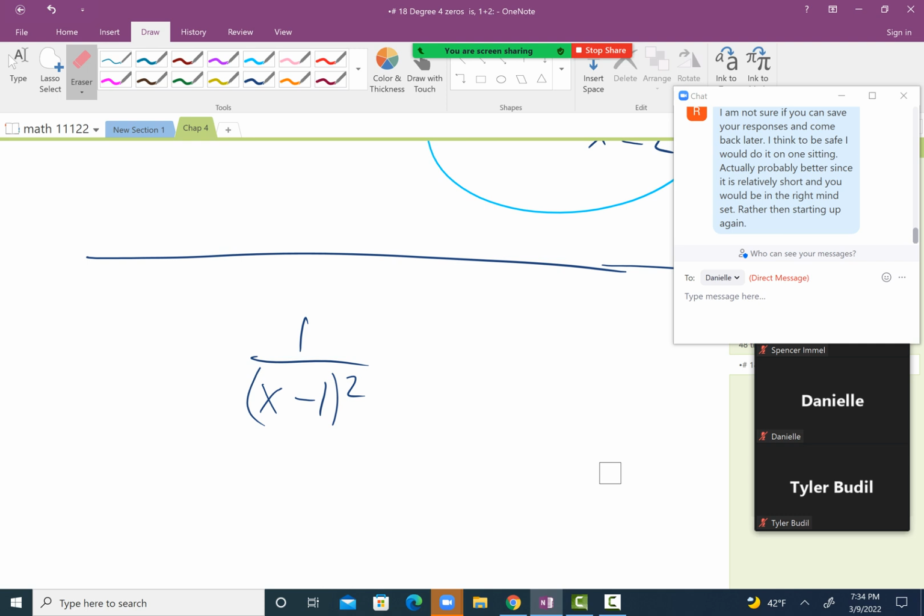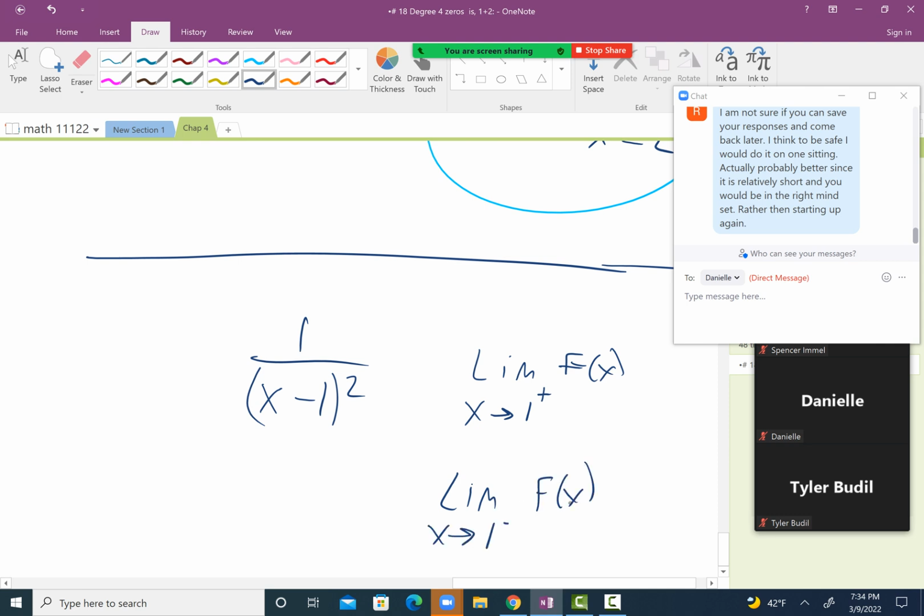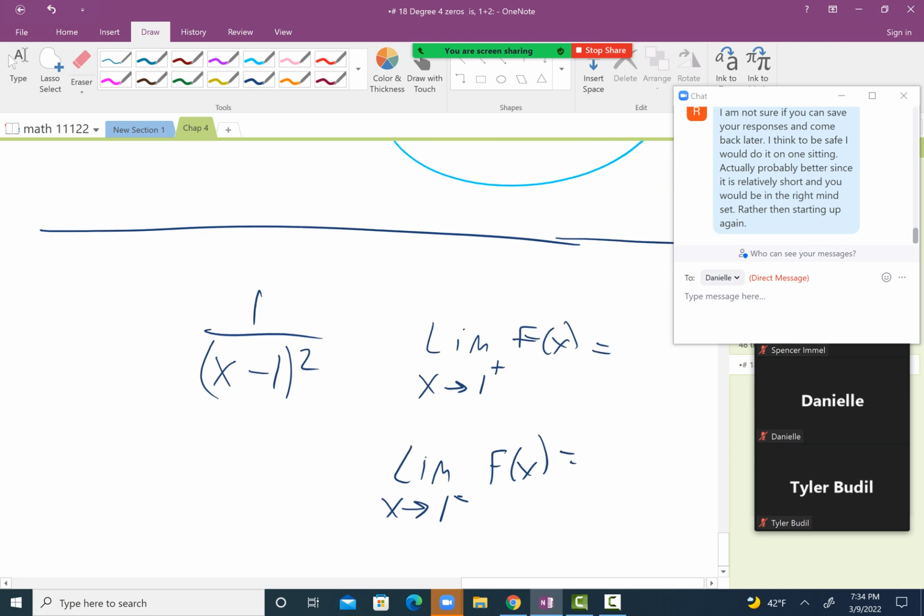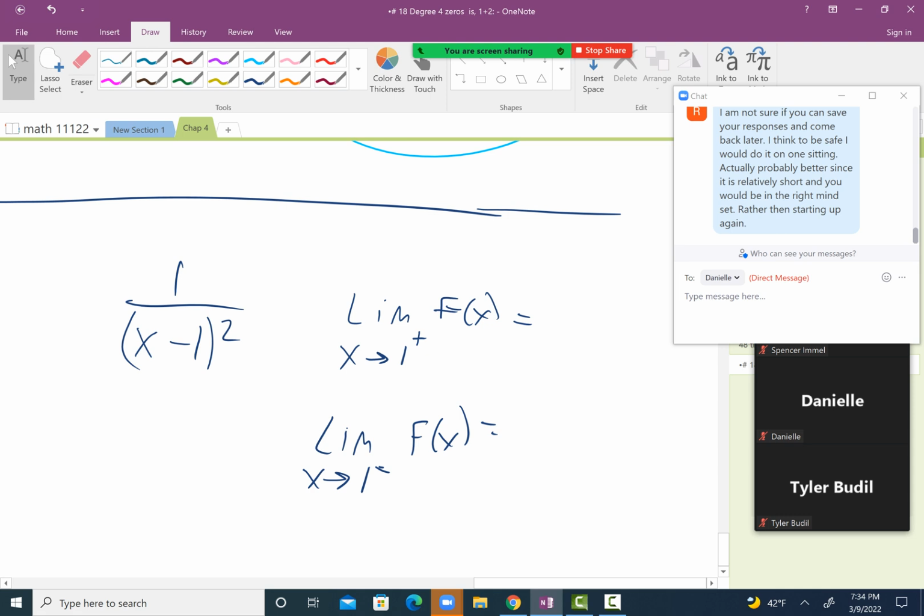Tell me what's happening as x approaches 1 from the positive side, and what happens as x approaches 1 from the negative side. In other words, what is it doing from both sides of that 1? It's coming in from one direction and from the other direction. What's the function doing? You could chat that and throw it in there. Graph it up and chat it and tell me what you got.